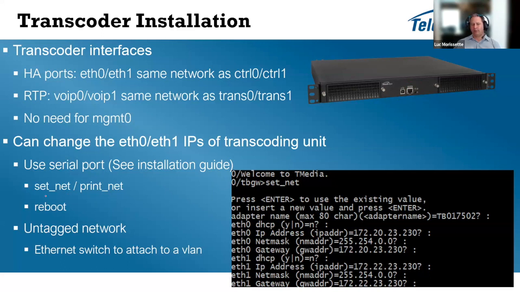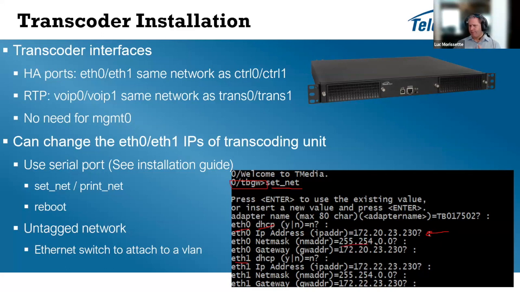There is no password to access when you connect to the serial port like this, and you will get to a prompt that looks like this, 0/tbgw. There are many options you can use here, but the only function you will really need is set_net. It is used to set these ETH0 and ETH1. Normally it's not using DHCP, and you need to put an IP that will be reachable from your ProSBC control ports, the high availability ports.